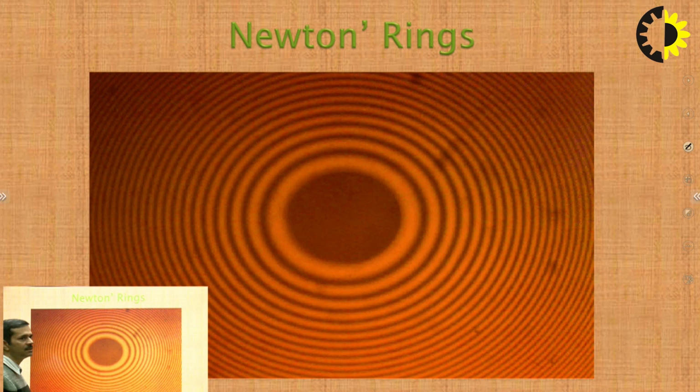Through this traveling microscope, in the focal plane of the microscope, we will see this type of pattern, which is in the form of rings. Here you can see this is the center of the rings, and then we will have concentric rings of circular form. The center of these rings will be dark, and you will see dark and bright concentric rings. These concentric rings are known as Newton's rings.